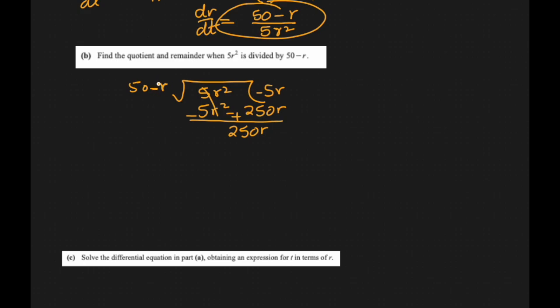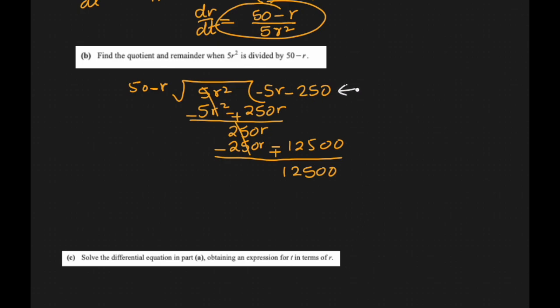This will become positive, so this cancels out and we are left with 250r positive. Now to make this minus r as 250r, I'll multiply with the minus 250. So it becomes 250r, and 50 multiplied by 250 will give you minus 12500. I subtract this, I make this positive, cancel out, remainder is 12500. So they said find the quotient, so this one is the quotient, and this one is the remainder.